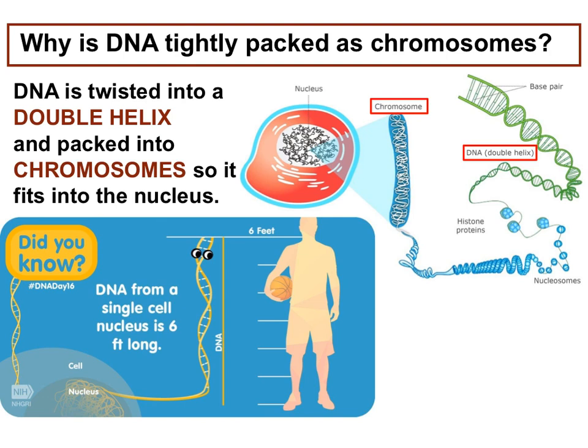So DNA is twisted into a double helix, this spiral staircase shape, but then the double helix is twisted and packed even more into structures called chromosomes. So DNA is twisted into a double helix shape and then tightly packed into chromosomes so that the 6-foot-long DNA molecule can fit into the teeny tiny nucleus.